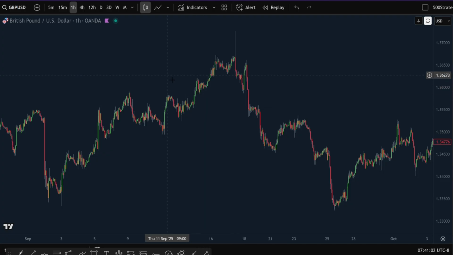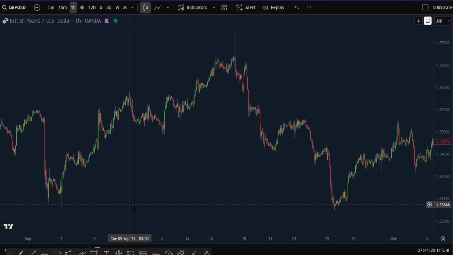We are on the 1 hour chart on the Forex pair British pound versus US dollar. Let's assume that you wanted to take a trade here in that area when price was there. What are we looking at? Let's break it down in simple ways. The simpler your chart will look, the better.